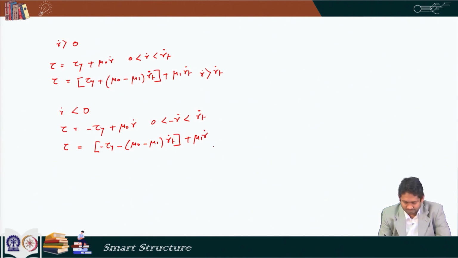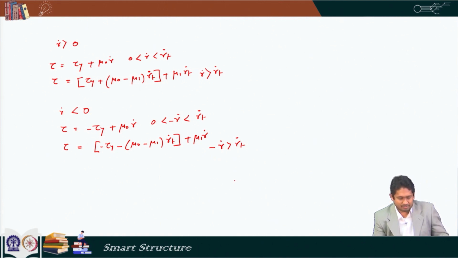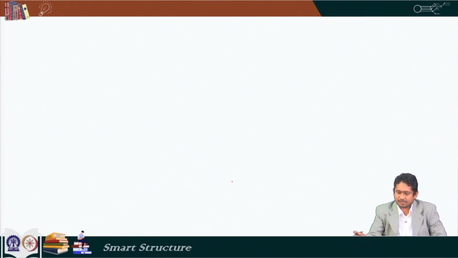then tau is equal to minus tau y minus (mu 0 minus mu 1) into gamma t dot plus mu 1 into gamma dot, and that is when minus gamma dot is greater than gamma t dot. That means, the magnitude of gamma dot is greater than gamma t dot. So, we will use this relation now for analyzing the flow in the flow mode or valve mode.